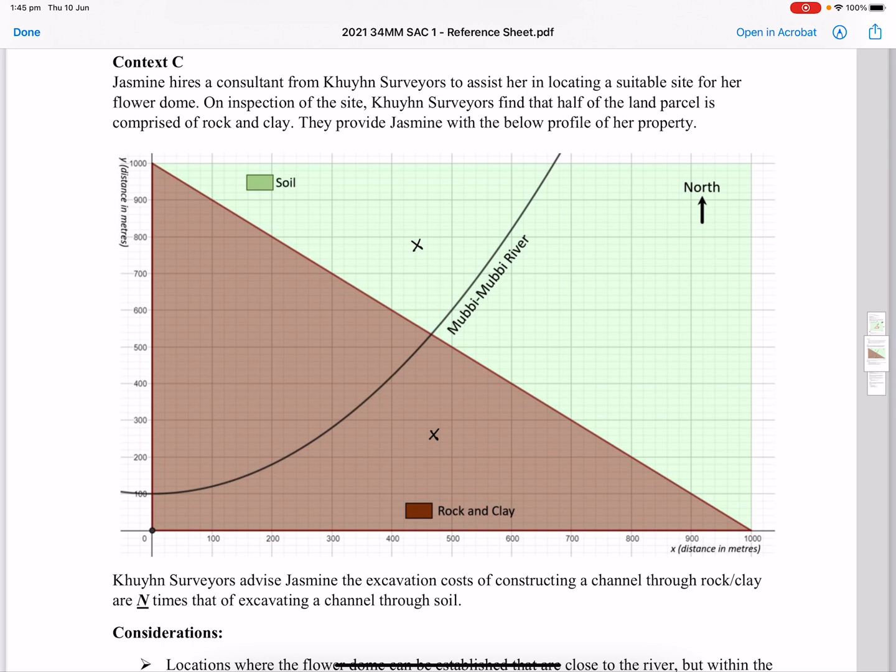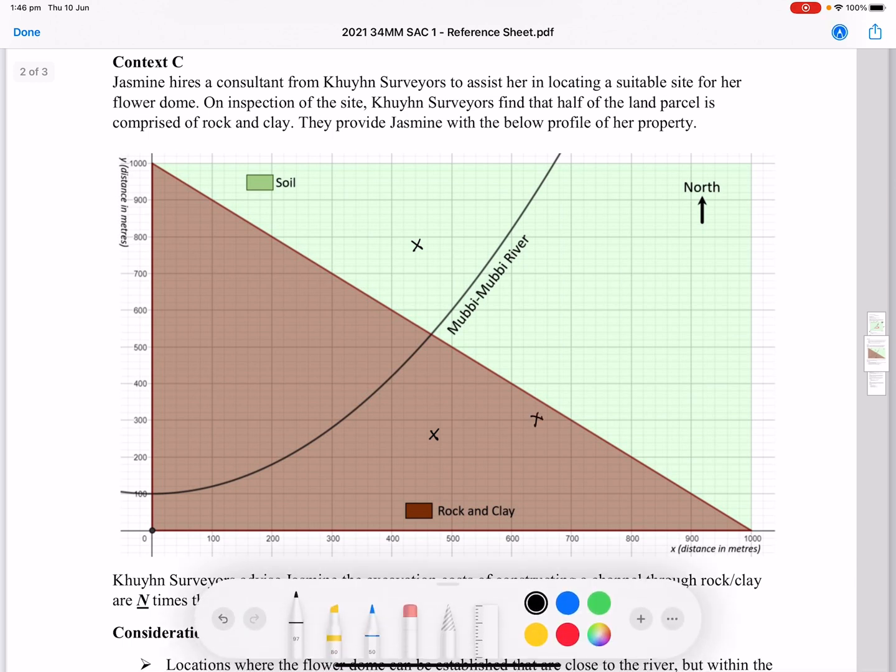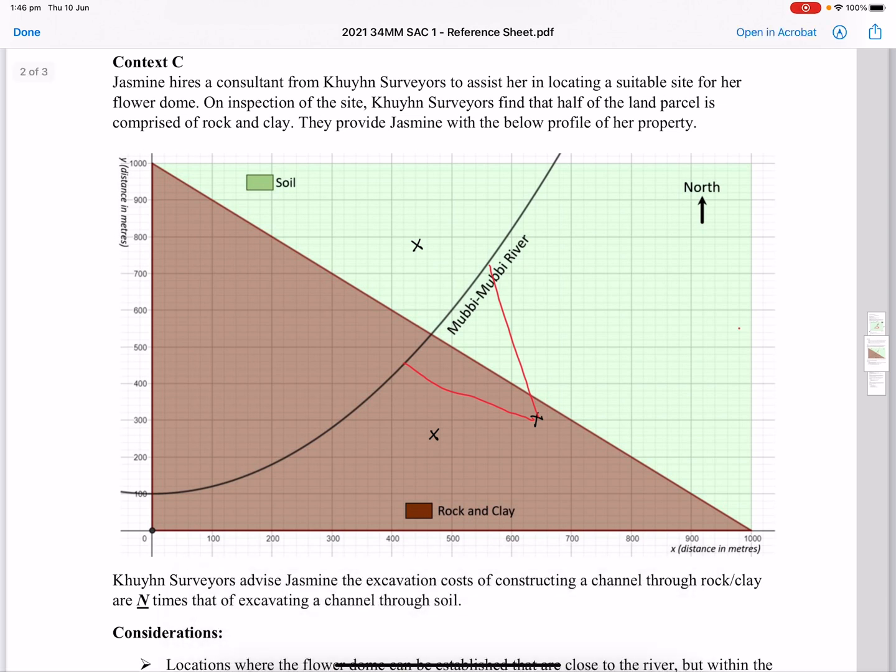So you're going to be told that it's maybe 5 times more expensive to excavate through rock and clay, and excavate means constructing the channel, digging it out, okay? It could be 10 times, it could be 20 times, it could be 15 times. But what we want to be able to say is, okay, if for example, I had a position here, am I better off having a channel going straight through the rock and clay, or do I have a channel that might cut a little bit through the rock and clay and then through the soil, remembering that it's more cost effective to channel or to excavate through the soil.